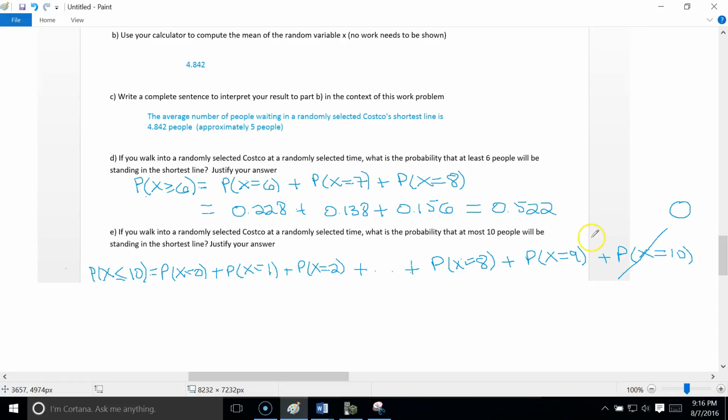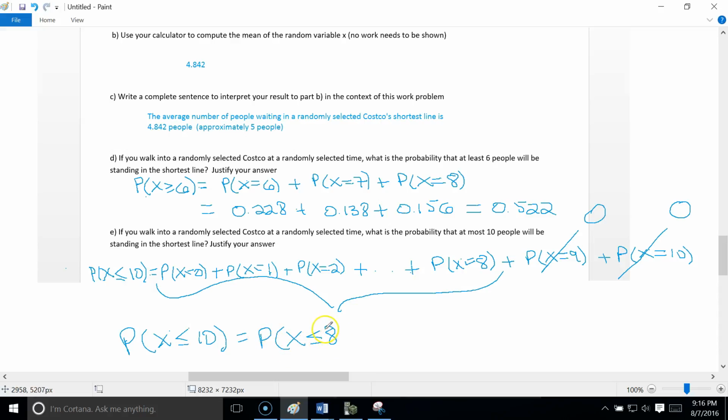So this got a probability of 0. This has a probability of 0. Okay, and now all of these guys here, well, they're every possible value of x. So all of them add up to 1. Therefore, the probability that x is less than or equal to 10 is actually equal to the probability that x is less than or equal to 8, which is just equal to 1. Right? 100%.